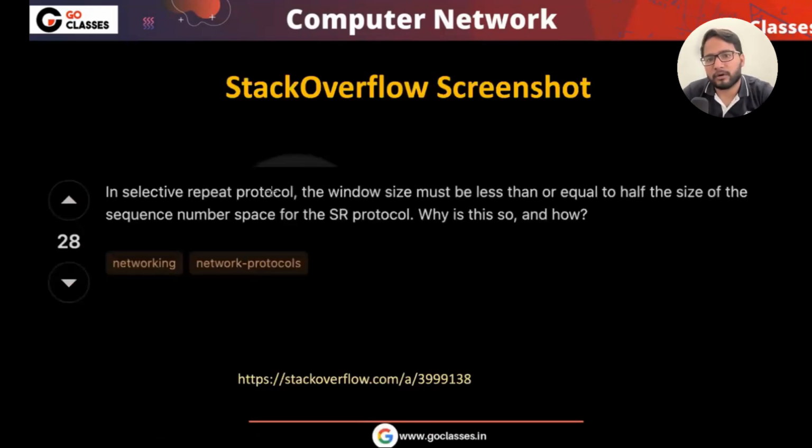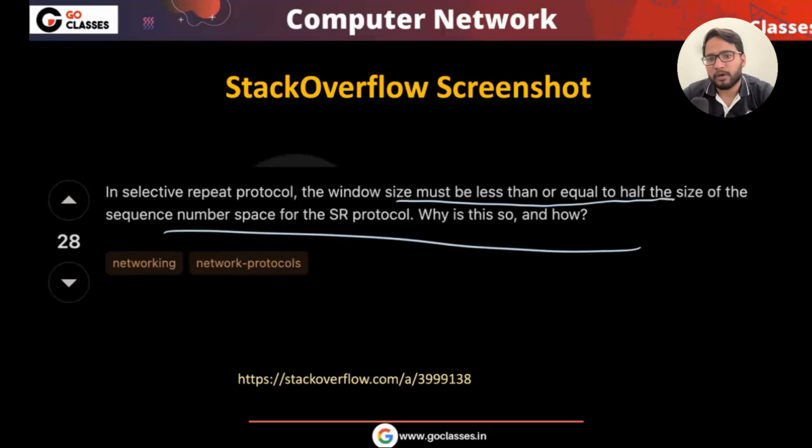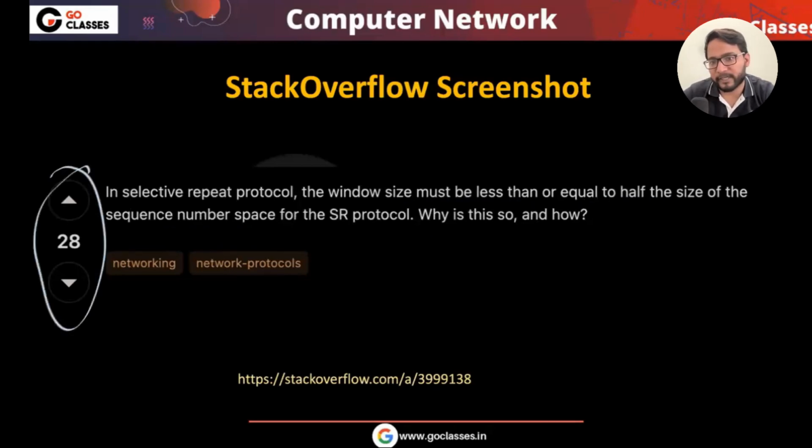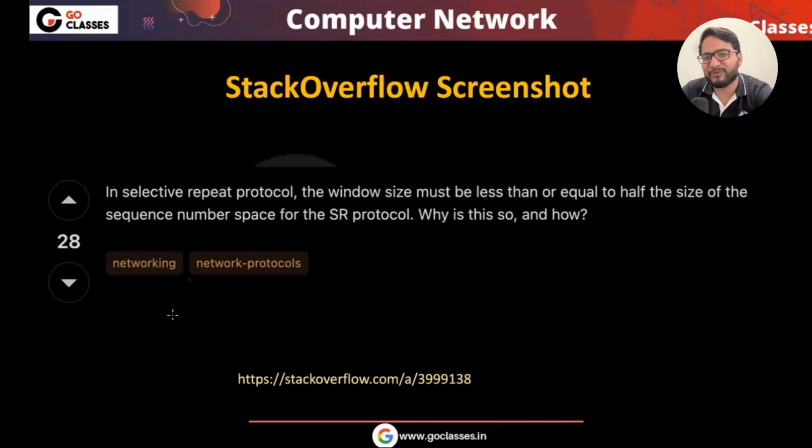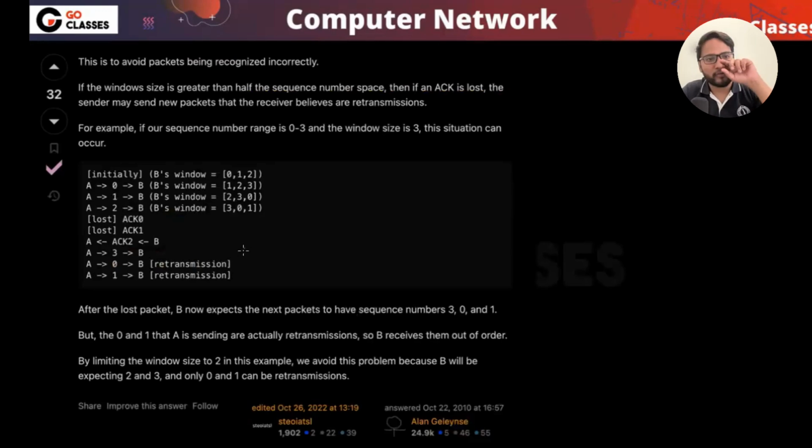By the way, this question was asked on Stack Overflow also: in selective repeat, why must the window size be less than or equal to half the size of the sequence number space? That question got 28 upvotes, to my surprise, which is not easy to get on Stack Overflow. So I took a screenshot. They also have a similar explanation: 0, 1, 2 are sent, 0 and 1 are lost. Anyway, you can read this explanation. It is very easy to understand once you understand the whole lecture.